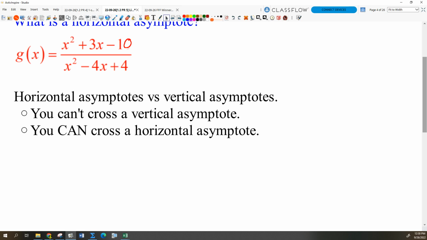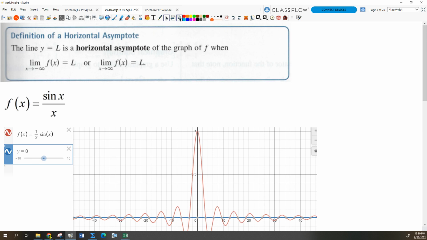You can cross a horizontal asymptote. It's no big deal. Horizontal asymptotes work very differently. Here's an example. The definition of a horizontal asymptote is the horizontal line y equals L if one or both of these things happen: the limit of f of x as x approaches negative infinity is L, or the limit of f of x as x approaches positive infinity equals L.